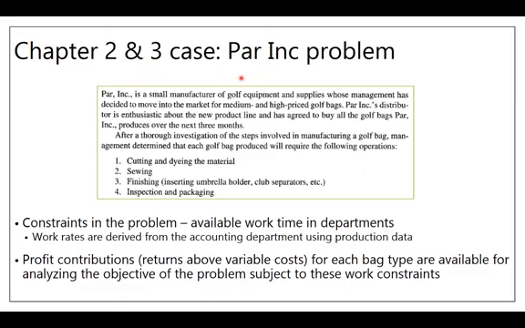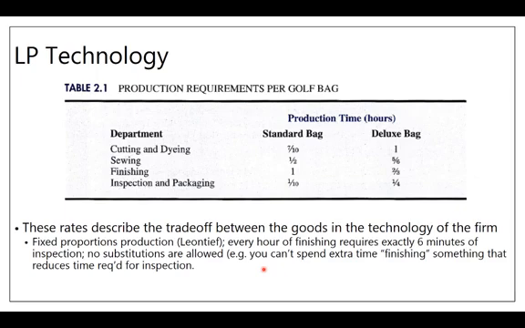The Par Inc. problem. It's a golf bag problem. They have two types of golf bags they can make. They have different returns or profit margins for each of the golf bags, and then they each use resources in the firm, limiting resources in the firm at different rates. So the constraints are work time by department. The work rates are sort of accounting information using past production data. The profit contributions are return above variable costs, not the costs that are attached to our constraints. So each type is available, and that's where we start from.